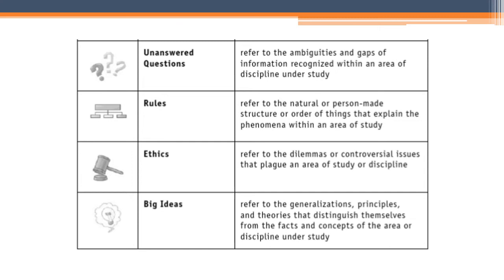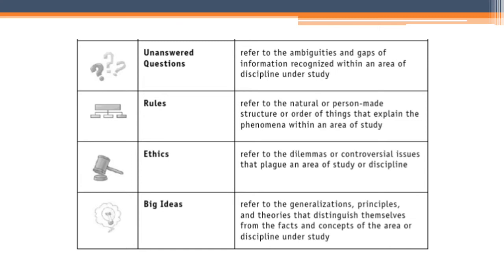Next, rules. The rule strategy refers to the natural or person-made structure or order of things that explain the phenomena within an area of study. So a question could be like this: are there certain rules to follow in identifying gifted learners? The rule strategy looks after standards or structure to explain something. So that's the rule strategy.